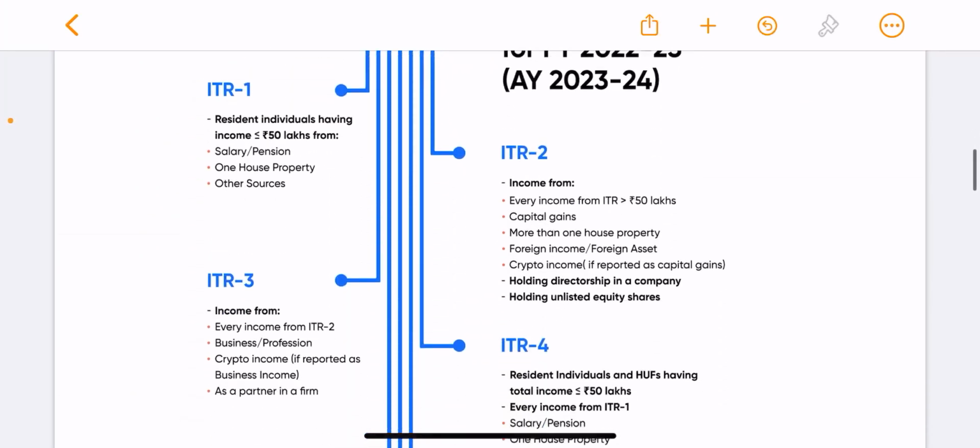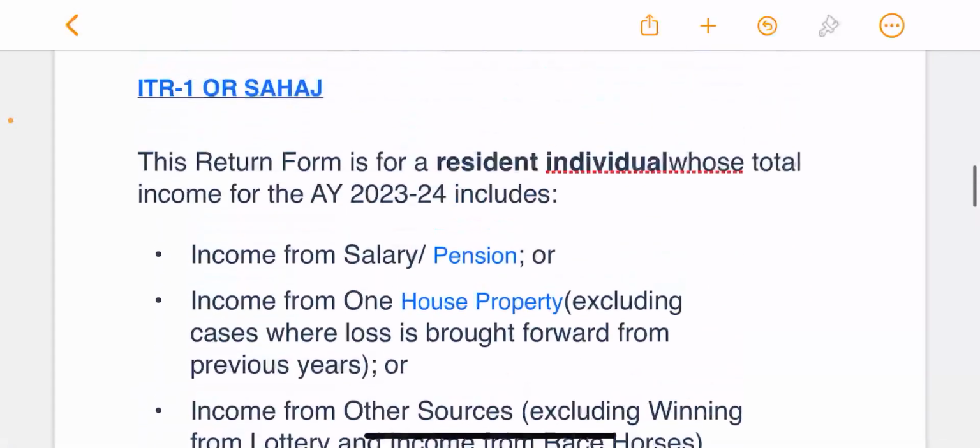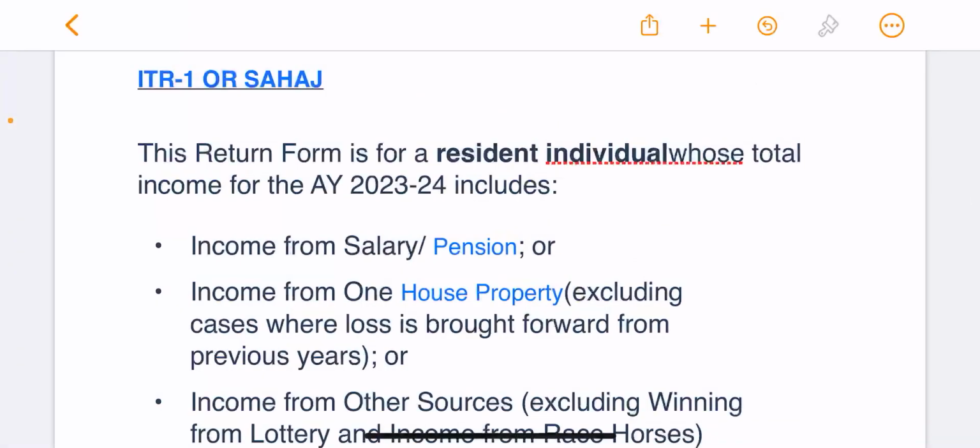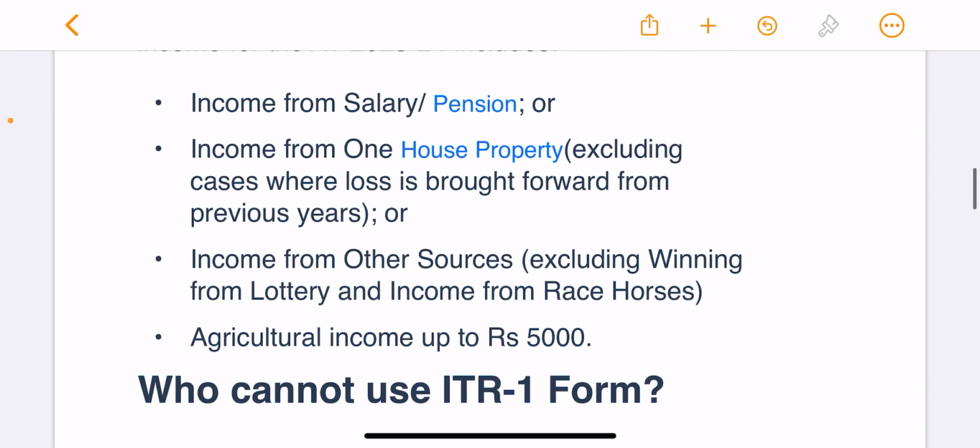Now let's talk about who is eligible and who is not eligible, starting with ITR 1. We call it Sahaj, and it's for salaried people. If your income is up to 50 lakh, then you are eligible to file ITR 1. If your income is from salary and from one house property, they specifically mention one house property, and exclude cases where loss is brought forward from the previous year. So if you have income from house property and also brought forward losses from the previous year, then you are not eligible to file ITR 1.